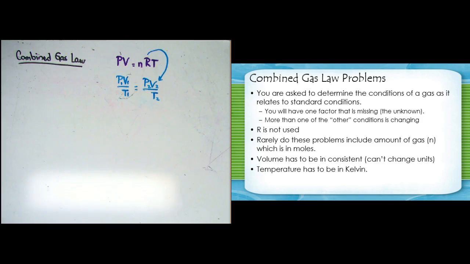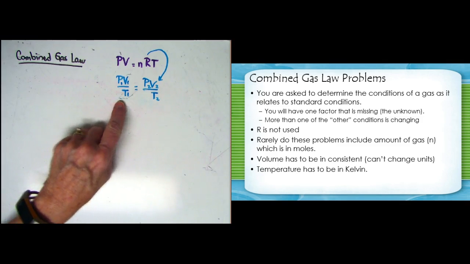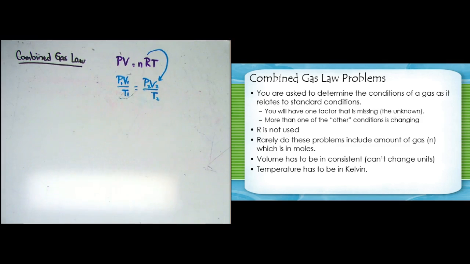Okay, so we are now at the place where we have to actually work some problems where we're not just looking at two conditions, but three conditions. Two of them are changing, and we're looking at what happens to the third one due to those changes. So we have a before, which are the 1s, and an after, which are the 2s. You're going to have a factor that is missing. You will not be using your gas law constants. Rarely do these include moles, but if they do, then you'd be using Avogadro's law.